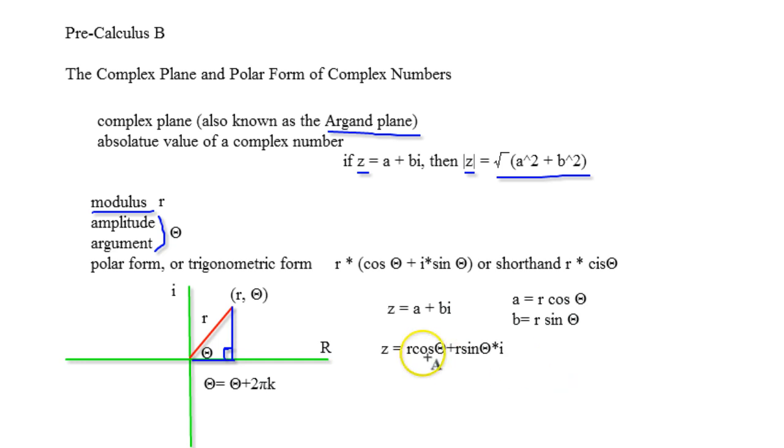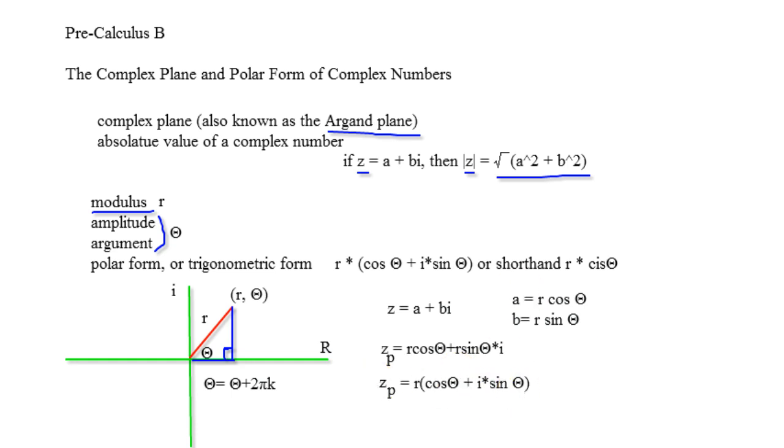Now if you notice, they both have an r, so I can factor an r out, and I'm left with z being polar. So we can set it up like this: r times cosine of theta plus i times the sine of theta. And this would be z polar. I would put a p for just polar. Okay, so z polar would be this.